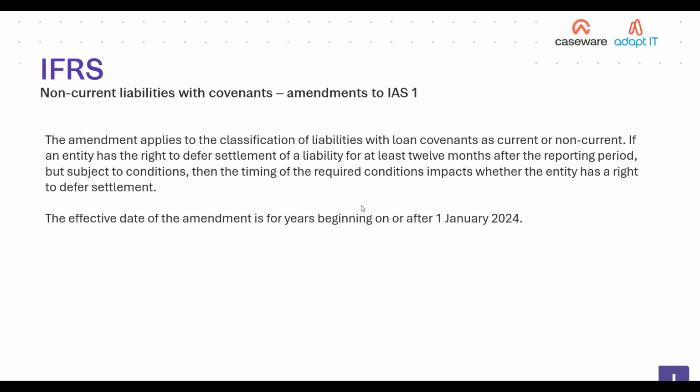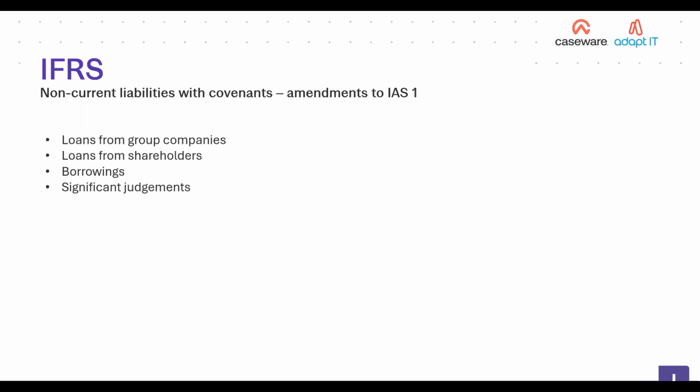So what did this affect? It would be your loans from group companies, your loans from shareholders, your borrowings, and also significant judgment. So I'm going to jump in between the slides and the software just to show you these changes and to give you a bit more of an idea of what you can expect when you do test this for beta.